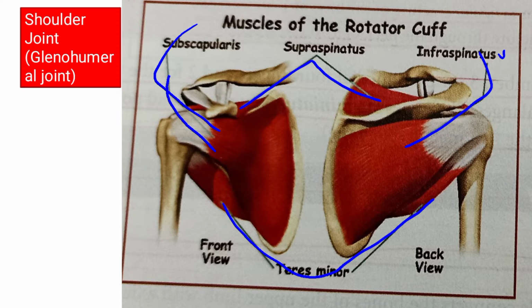Inferiorly the capsule is loose and lax and the joint is least protected here, as there is only one muscle crossing the joint inferiorly, the long head of triceps. So this is least protected.